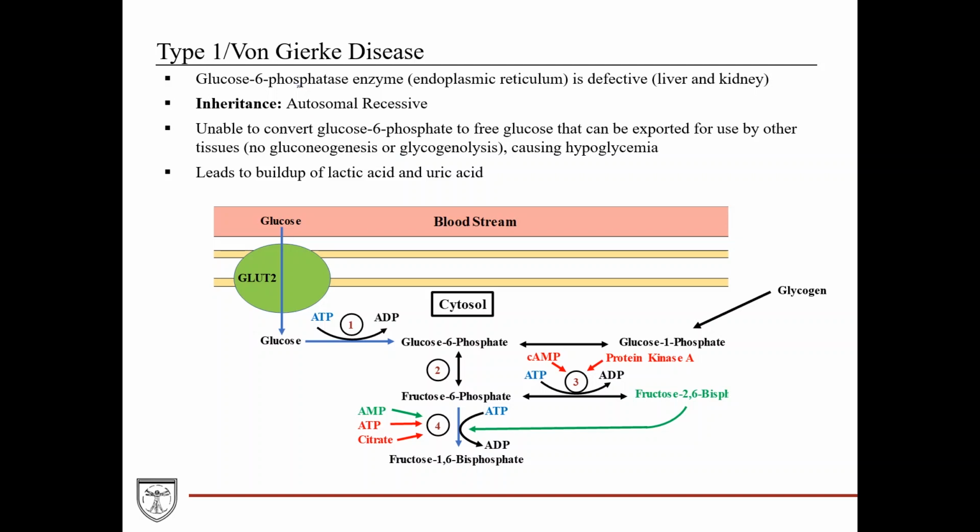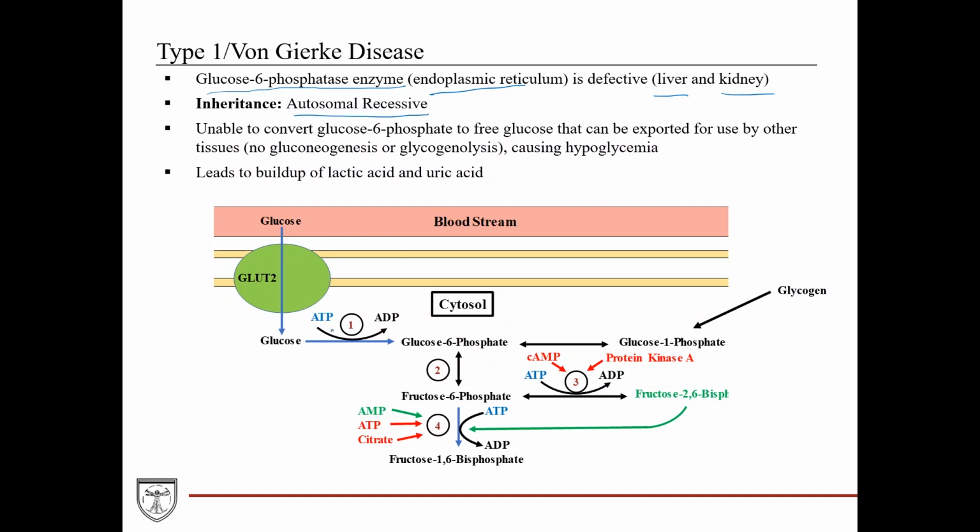So the first one here, type 1 von Gierke's disease. So this involves the deficiency of glucose 6-phosphatase, which is actually an enzyme involved in gluconeogenesis. So it's defective in the liver and the kidney. And what's a small little fact we threw in here is that glucose 6-phosphatase is located on the endoplasmic reticulum. That's not quite as high yield, but it's a nice little fact to know. The inheritance is autosomal recessive.